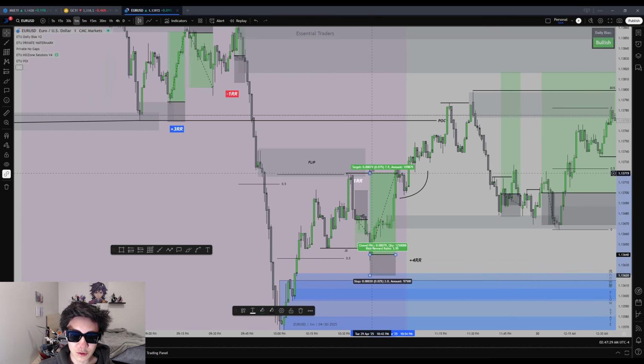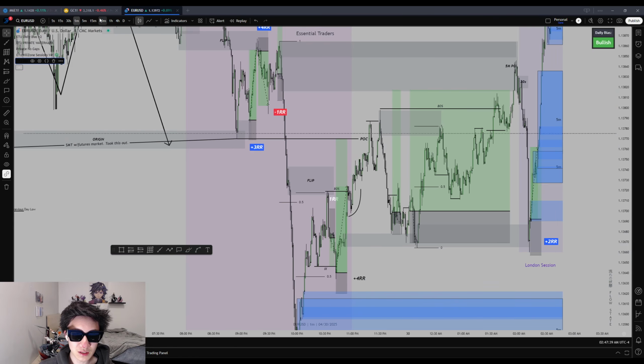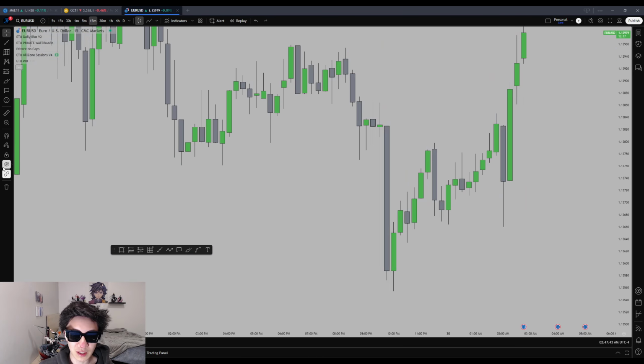Okay, so this would be your aggressive, and then what is very aggressive? Something like this, past that swing point. So either the POC, if you guys want to see the POC clear, here it is. I'll turn off everything right here.